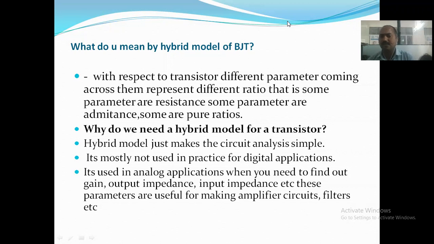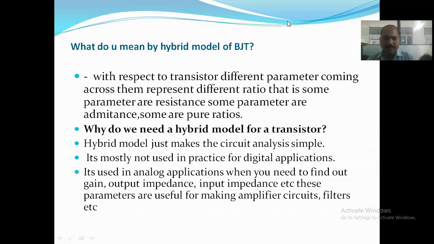The basic reason is that if one parameter coming with respect to the transistor is a resistance or impedance, and another parameter is a voltage ratio, then analysis between them is not possible. So we don't use mathematical tools such as the Z transform or Laplace transform. When we use the hybrid parameter, the analysis is simple.